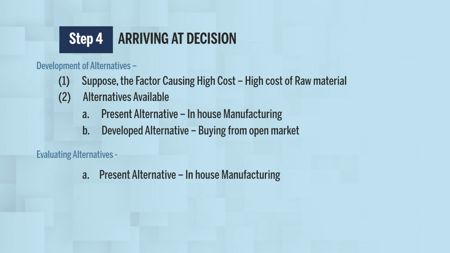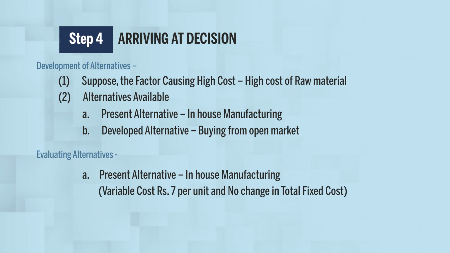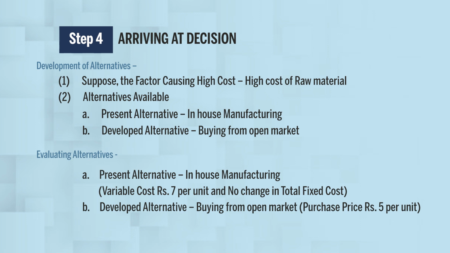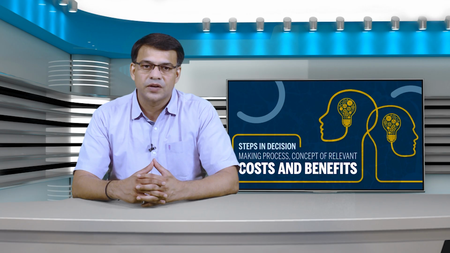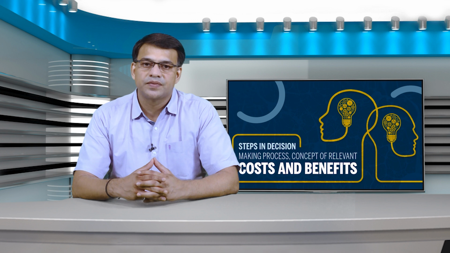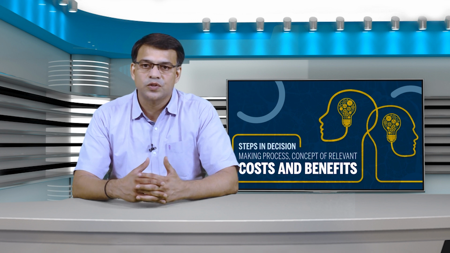Evaluating alternatives. First is the present alternative, in-house manufacturing, where variable cost is rupees 7 per unit and there will be no change in total fixed cost. Second is the developed alternative, that is buying from the open market, and the purchase price of raw material is rupees 5 per unit. Now, we arrive at the decision. Buying raw material from the open market would be the most desirable and profitable course of action, with a view to having ample profit margin through reduction in cost.